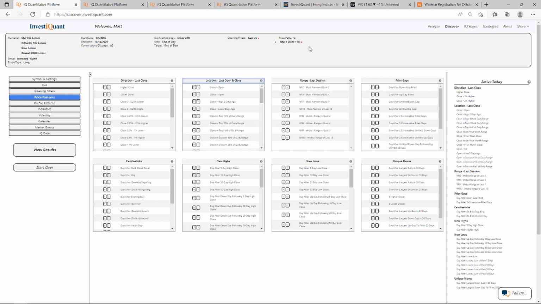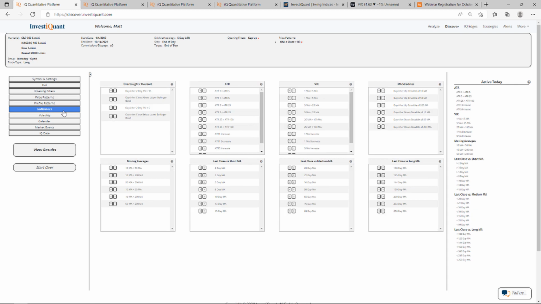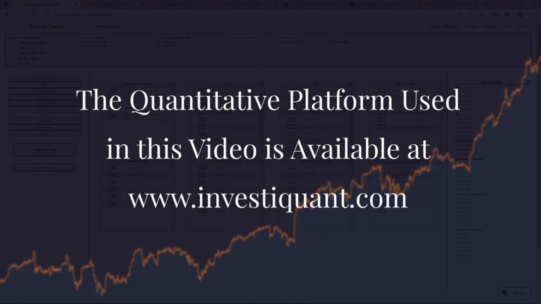So I've selected that. Next thing I'm going to do is go to the indicators library. I'm going to use a 200-day simple moving average. We closed below a 200-day simple moving average yesterday, and then I'm going to click view results.